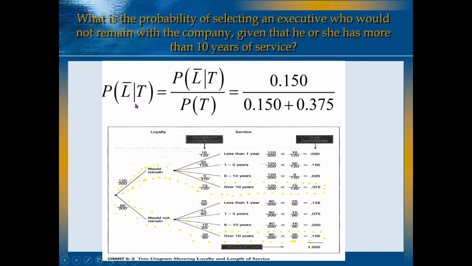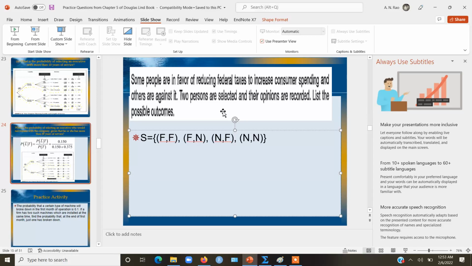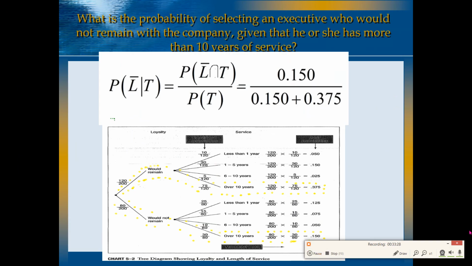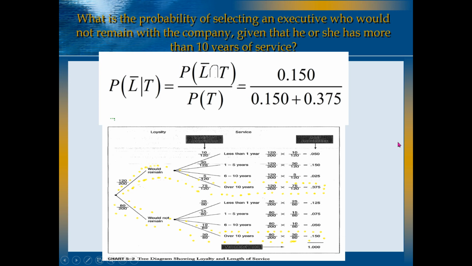So we want to find the probability that he would not remain loyal given that he has more than 10 years of experience. So by definition, conditional probability is equal to the intersection divided by the probability of T. By the way, there is a typo here, so I'm going to correct it, so wait for a minute. Okay, so we have to find the probability that a person would not remain loyal given that he has more than 10 years of experience.